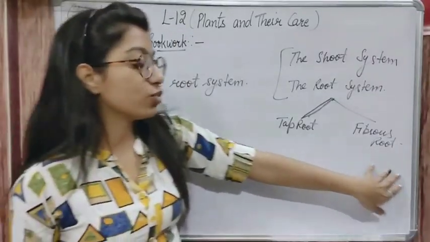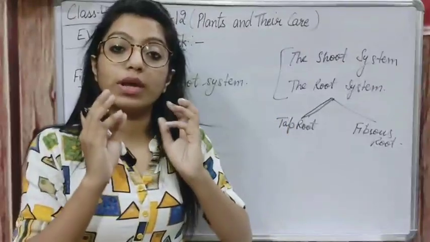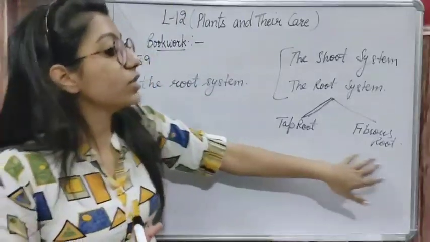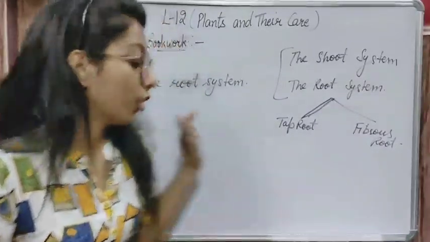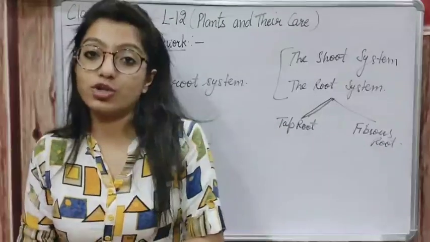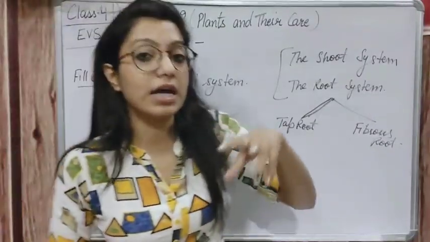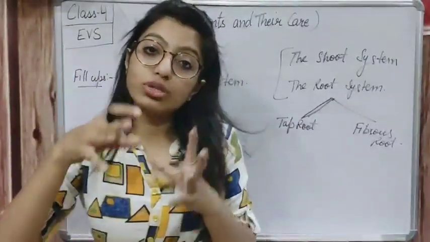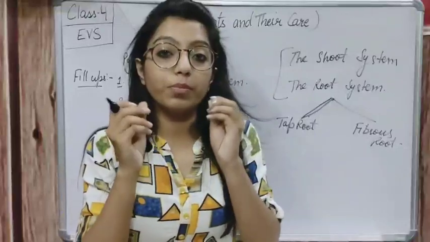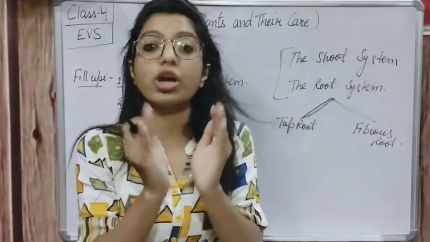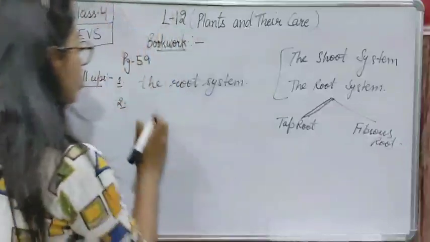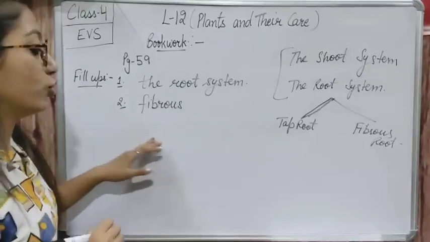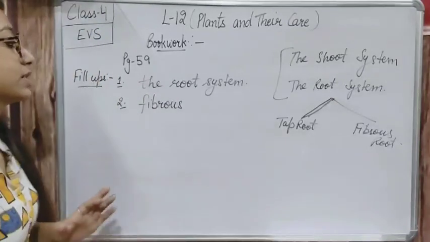And those plants which have a bunch of very thin roots, that is known as fibrous root. So here I ask, the grass plant has dash root. If you try to pull the grass from the ground, you will see the root will come out, and those roots are just a bunch of roots. Choti choti barik barik si roots ka ek gutcha bana hota hai. That is fibrous root. So the answer is fibrous. The grass plant has fibrous root.